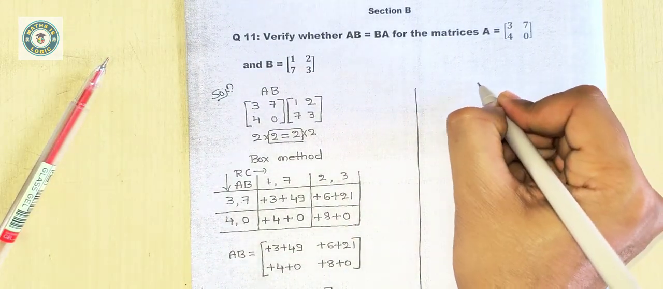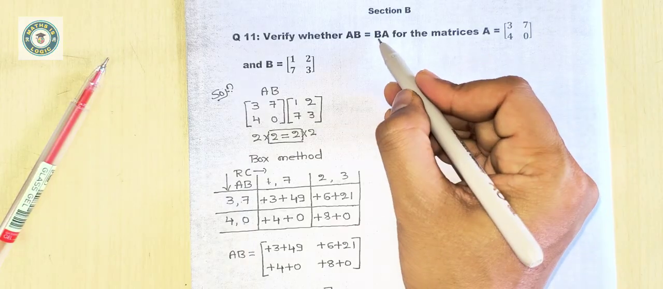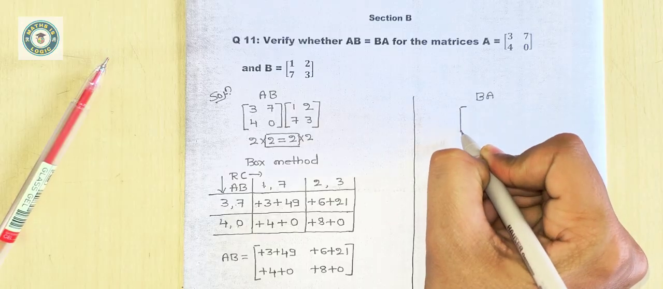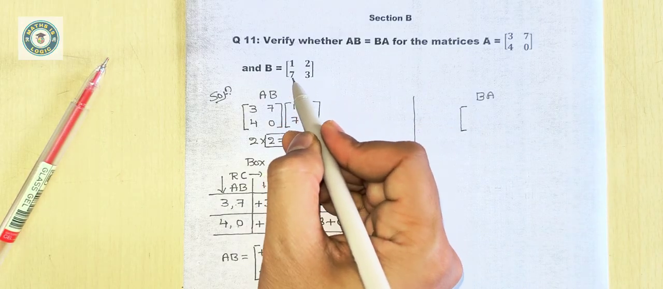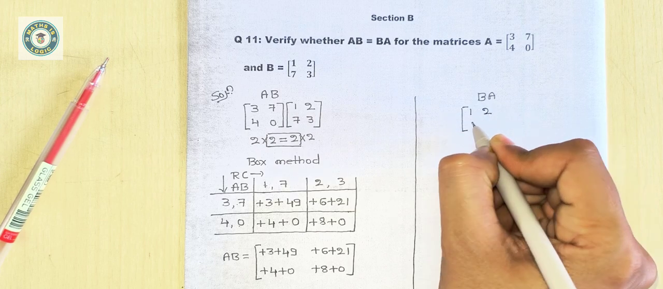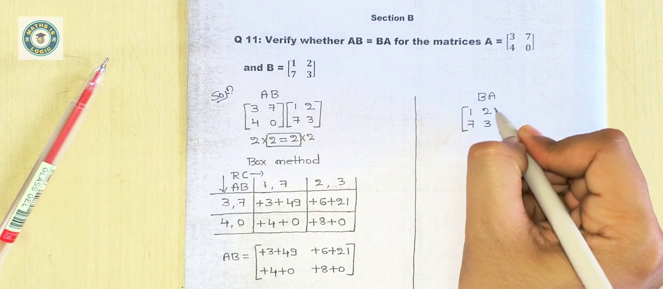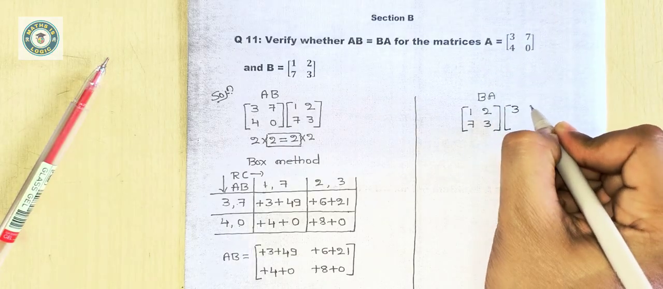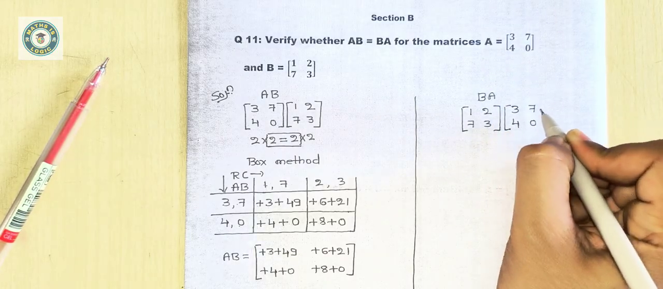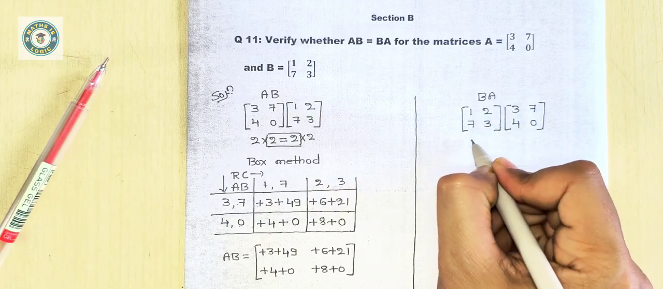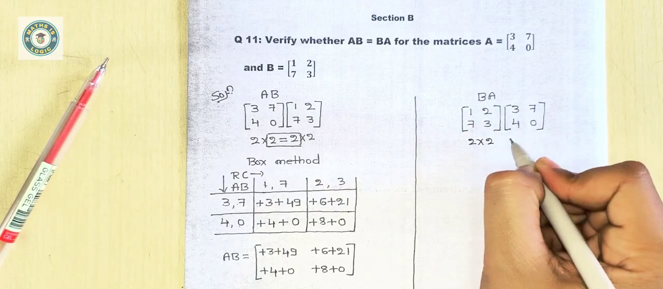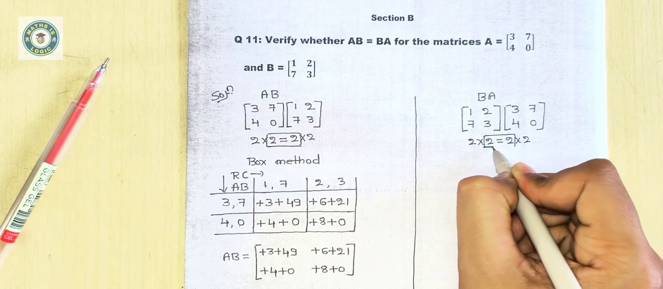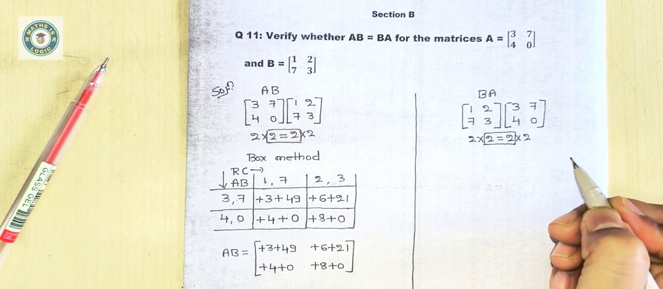After finding AB, next we need to find BA. Write B, next A. Here, first the B matrix: 1, 2, 7, 3, into the A matrix: 3, 7, 4, 0. The B matrix order is 2 cross 2 and the A matrix order is 2 cross 2. These two numbers are the same, so we can do matrix multiplication.